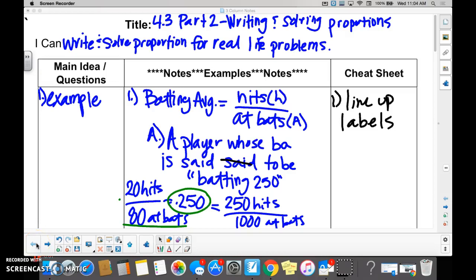4.3 Part 2, Writing and Solving Proportions. I can write and solve proportions for real-life problems. So we talked more about proportions, and it's been a while for us, so we had to do a little bit of a refresher, but here we go.